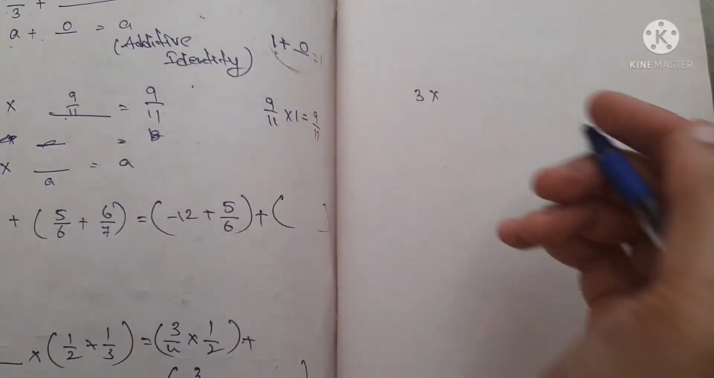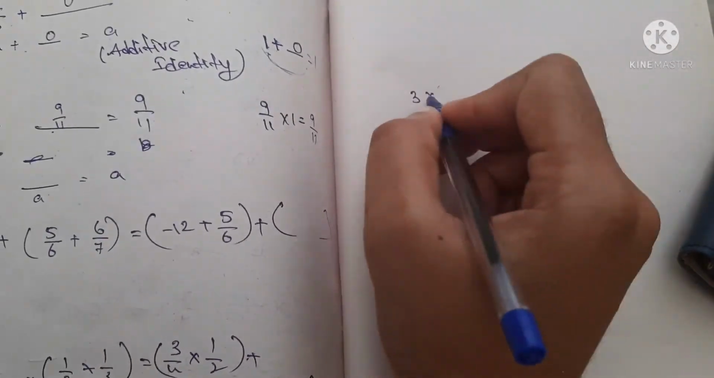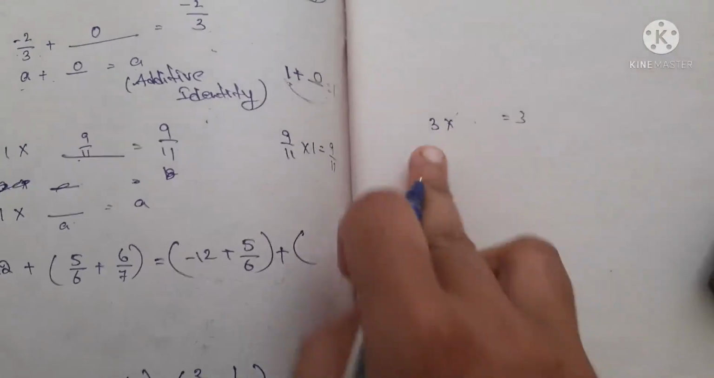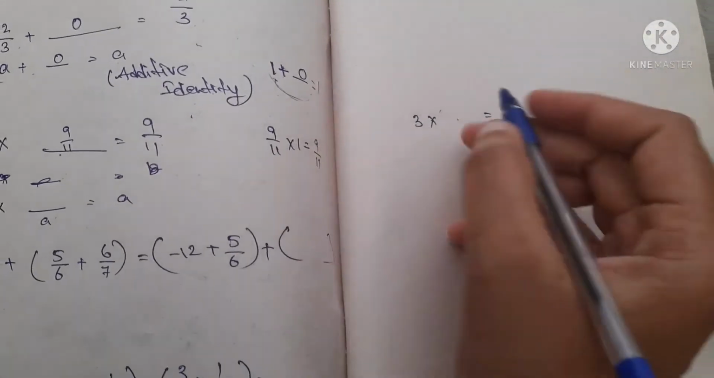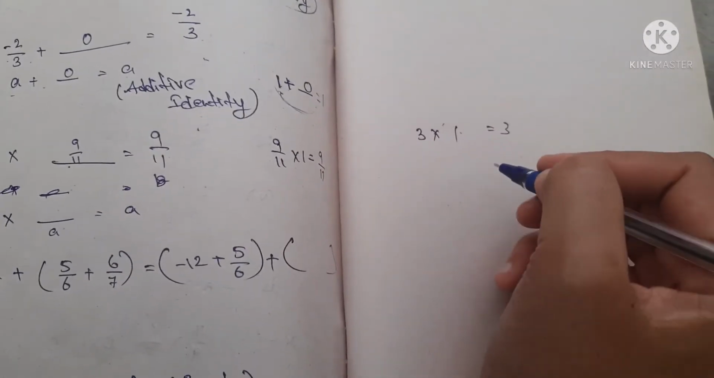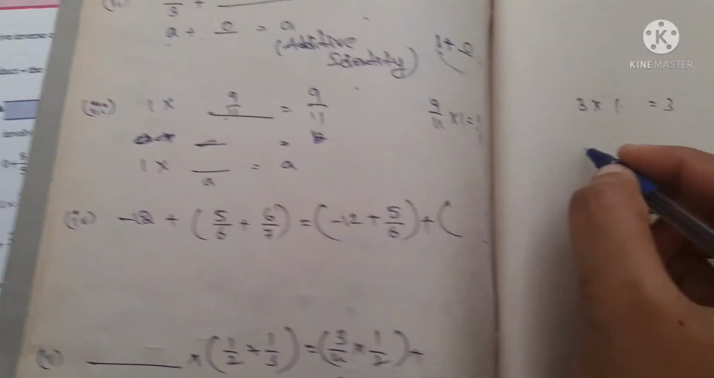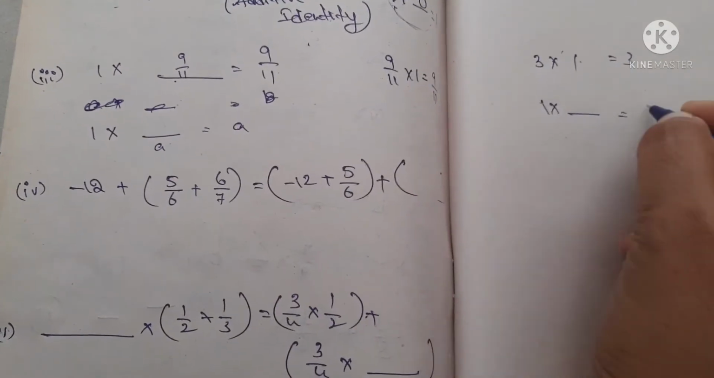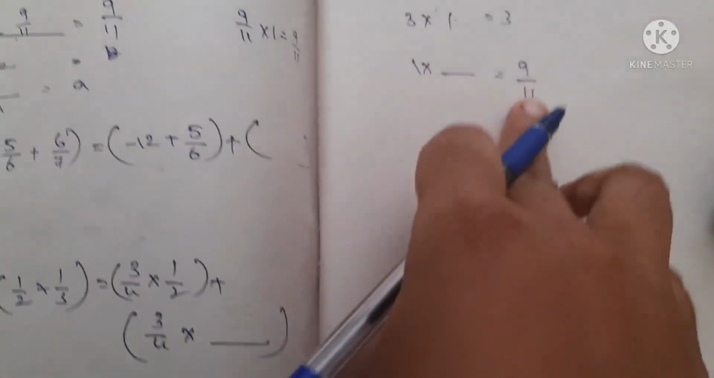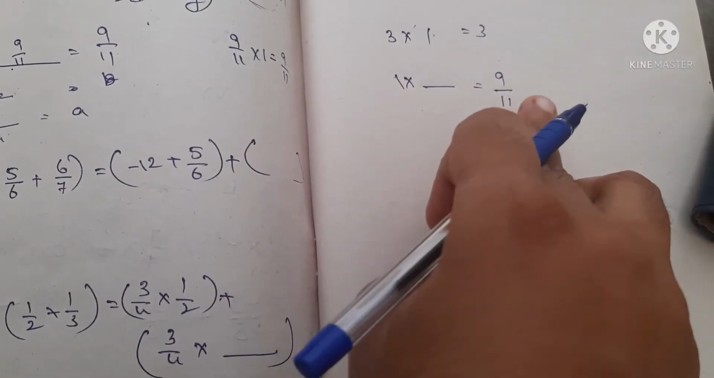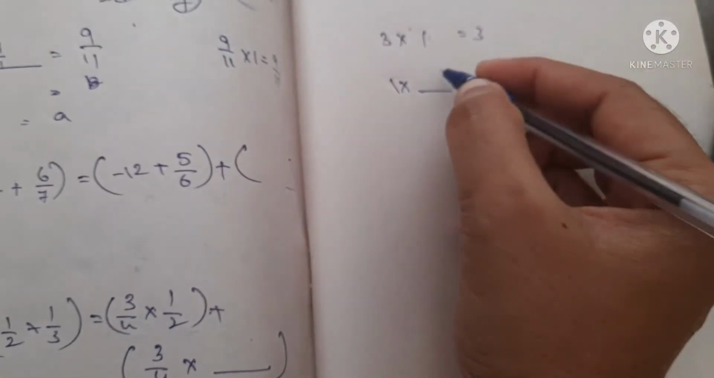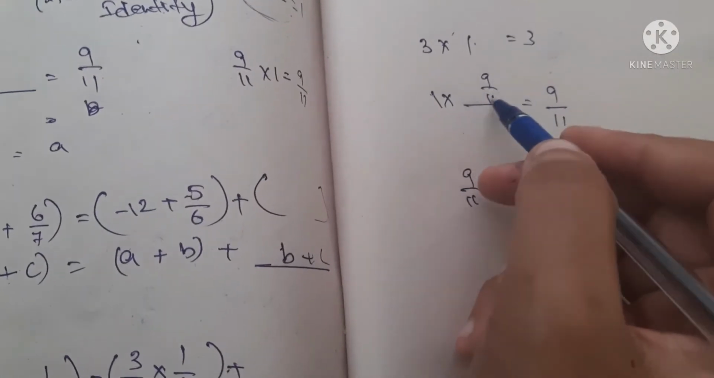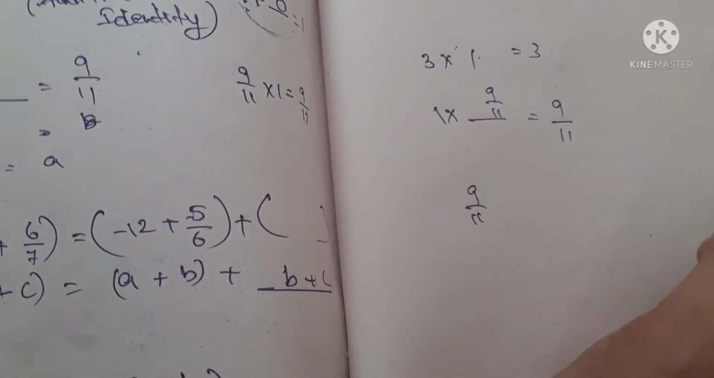For example, 3 equals 3. By which number should we multiply 3 so that the answer is again 3? 1. Okay, did you understand? Like that, 1 into dash equals 9 by 11. What is the answer here? 9 by 11. So to get 9 by 11, by which number should we multiply 1? So 1 into 9 by 11. Is it clear? Did you understand?